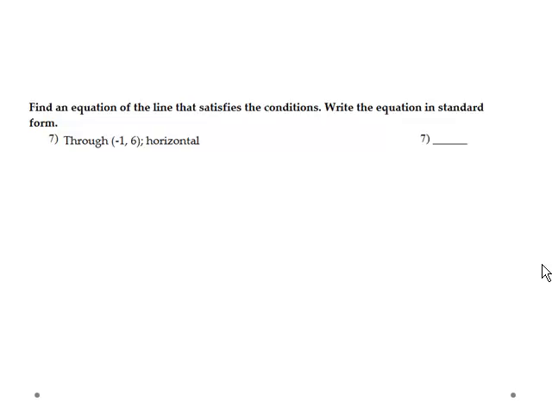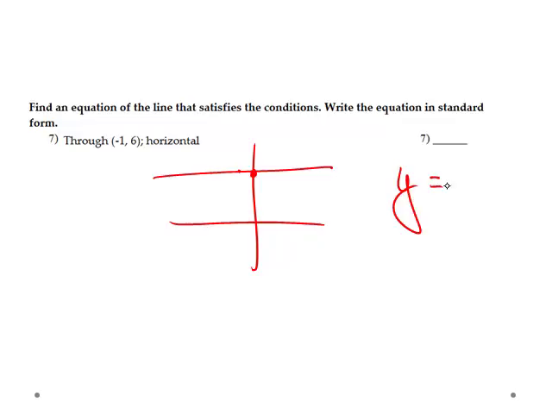Find the equation of a line that satisfies the condition. Write the equation in standard form. Through -1, back 1, up 6, and a horizontal line. So y equals 6 is our horizontal line through that point.